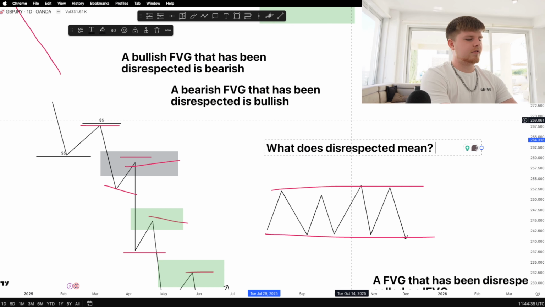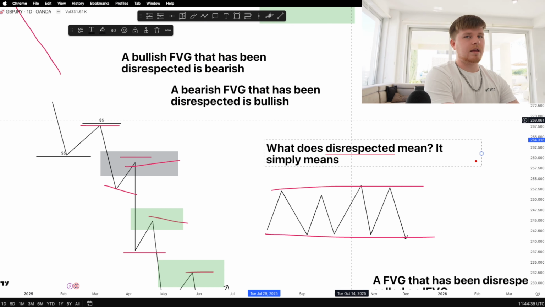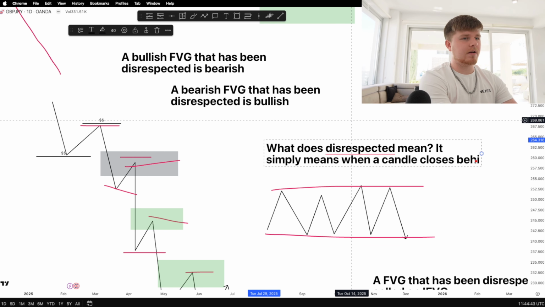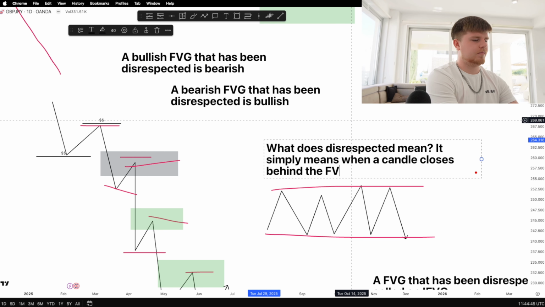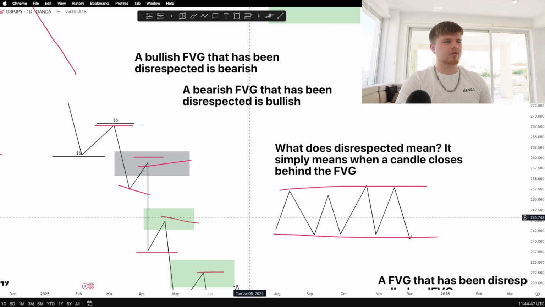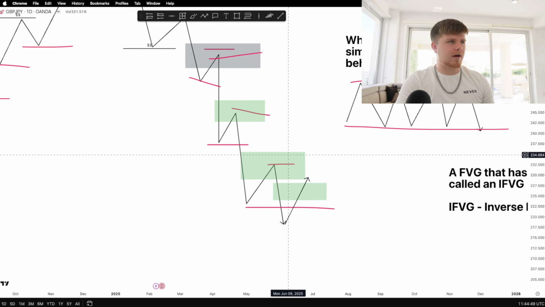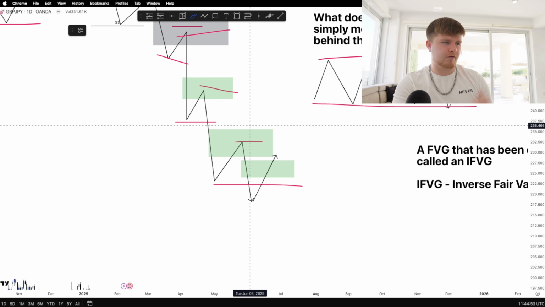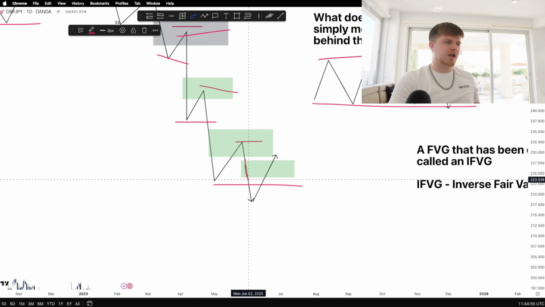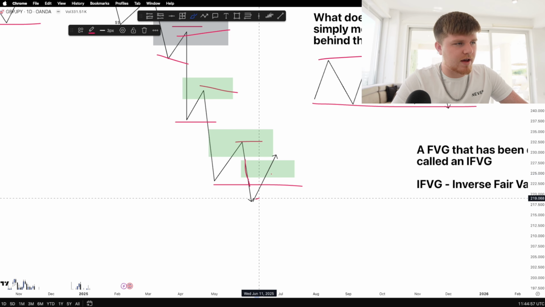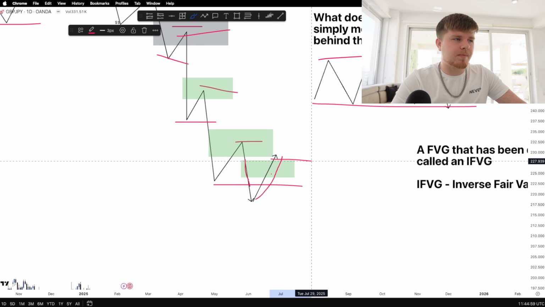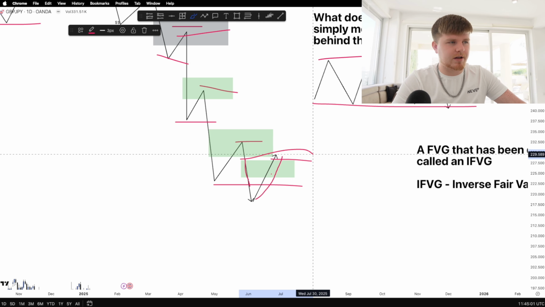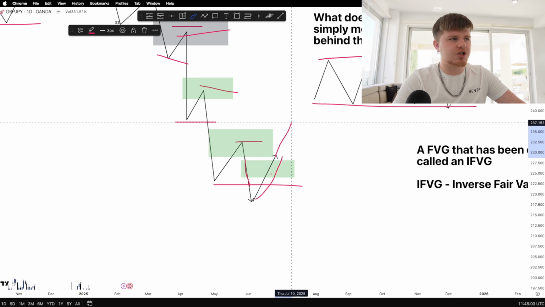It simply means when a candle closes behind the fair value gap, okay? So when a candle closes behind it. So we push down here, we have all these fair value gaps on the way down, we have all these liquidity zones getting taken out there before becoming invalid. Eventually we form a fair value gap, take out liquidity, reverse to the fair value gap, close above it, which is closing behind the fair value gap, making it bullish, therefore we then come up.